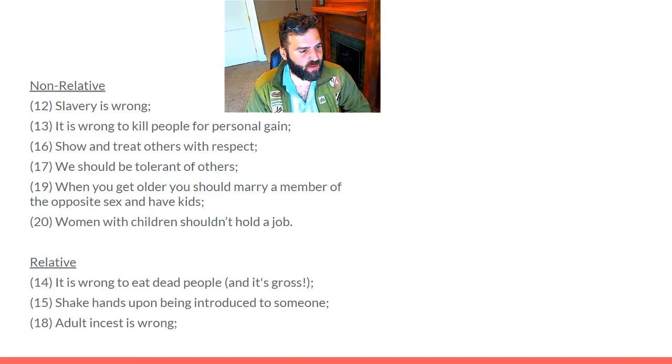Okay, so I've got on my list here some of these moral claims sorted between what seems non-relative, where we require good arguments, and the sort of things that are relative, where it's perfectly fine just to appeal to tradition. So the non-relative side: slavery is wrong. It's wrong to kill people for personal gain. Show and treat others with respect. We should be tolerant of others. When you get older, you should marry a member of the opposite sex and have kids.